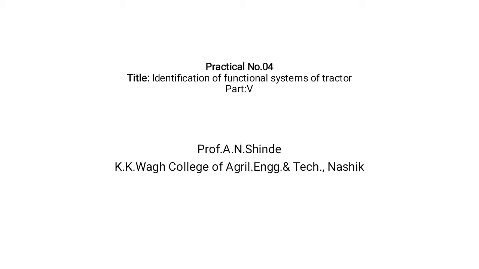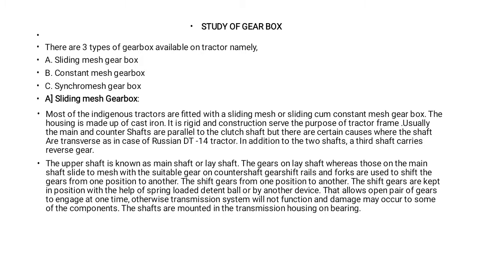Dear student, today we discuss the identification of the functional systems of a tractor. Part 3, the study of gearbox. There are three types of gearbox available on tractors, namely sliding mesh gearbox, constant mesh gearbox, and synchromesh gearbox.